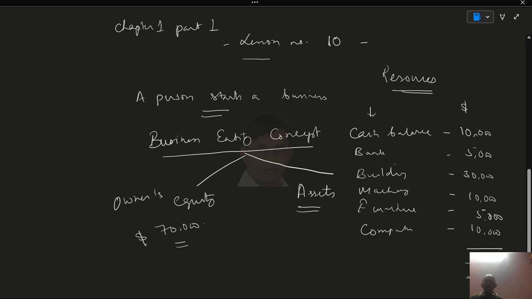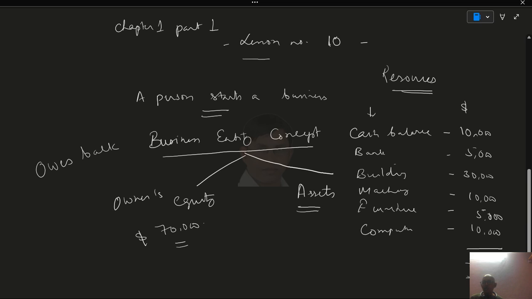The business has assets as well as liability. Assets is something it has, and liability is something it owes. To whom does it owe? It owes to the owner. Why? Because the owner has given the resources to the business. That is why the business owes back.